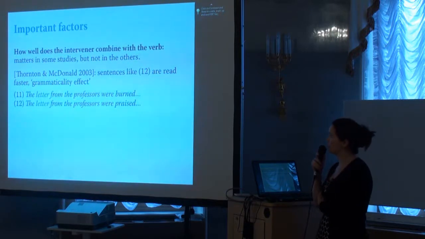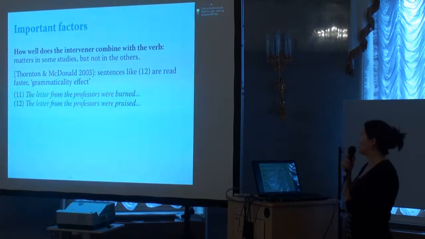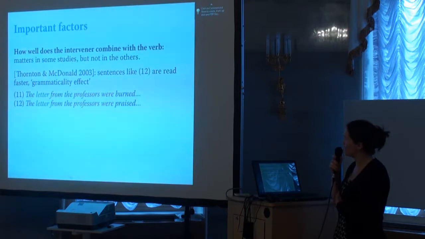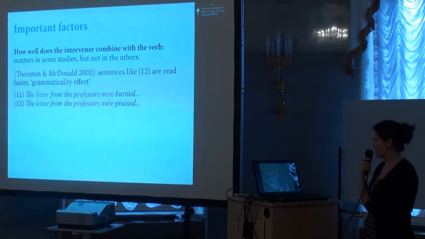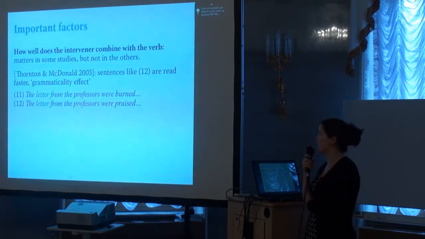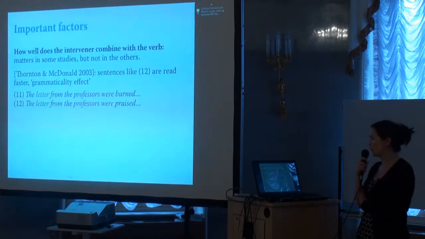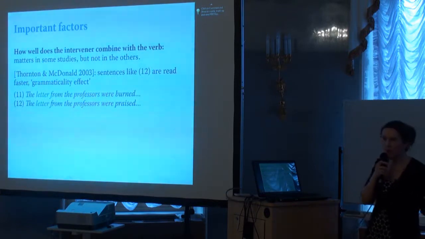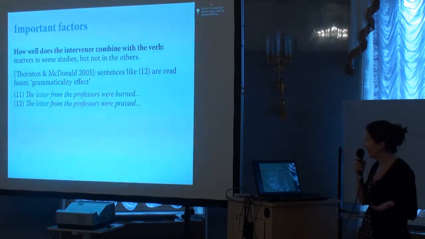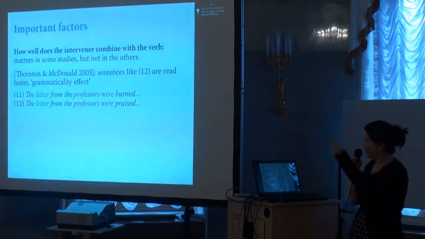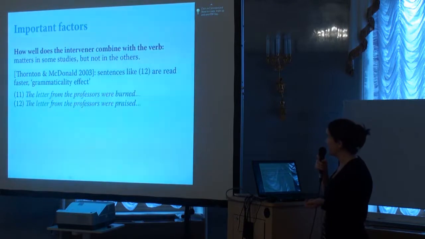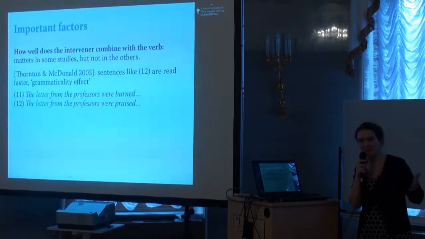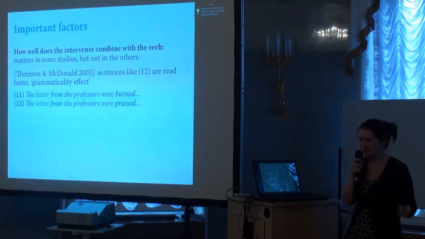Another thing that was shown to play a role in some studies, but not in the others, is how well the intervener combines with the verb. Say, a study by Thornton and MacDonald demonstrated that sentences like 12 are read faster than sentences like 11. So in 12 we have the letter from the professors were praised, and in 11 we have the letter from the professors were burned. So if you try to combine the verb phrase in 12 with the attractor, the professors, you can say that professors are actually prone to praise people. But if you try to combine the verb from 11 with the attractor, with the professors, usually you do not see, fortunately, professors burning somebody or burning themselves.